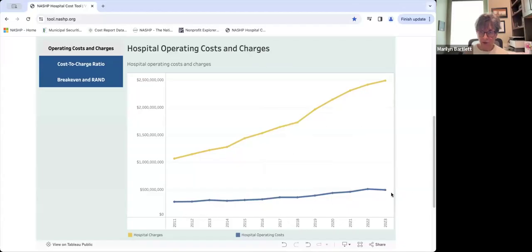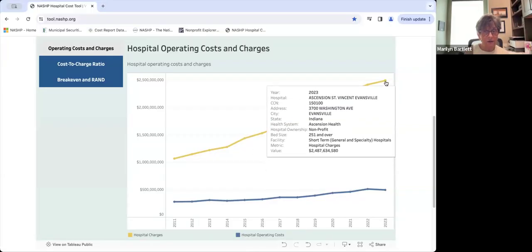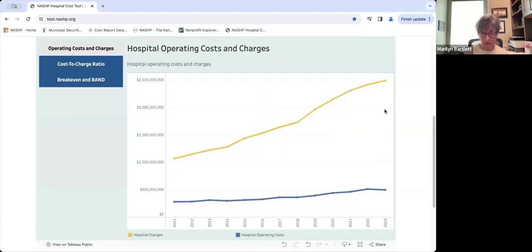And you can see the trend over time. And then you can see charges. Again, charges are not the price. Charges are the charge master rate, and price may be in between here.